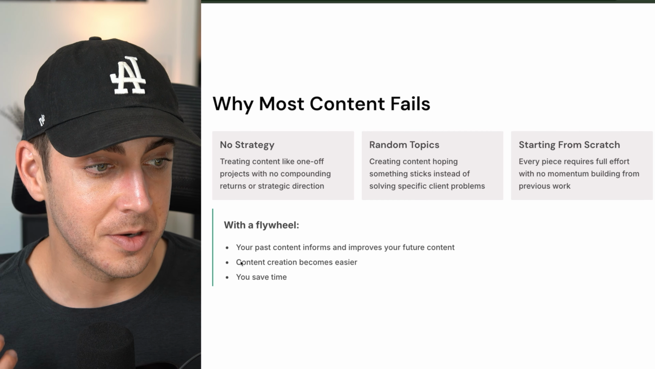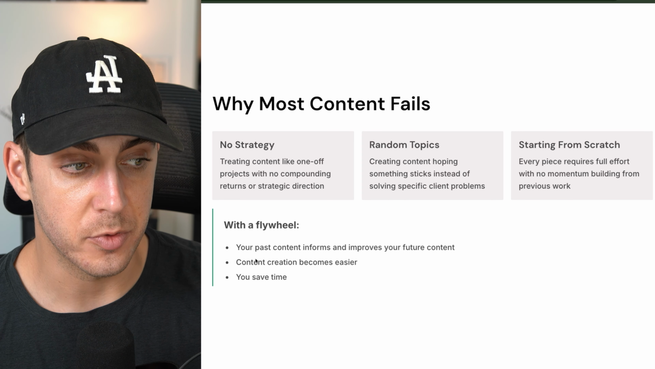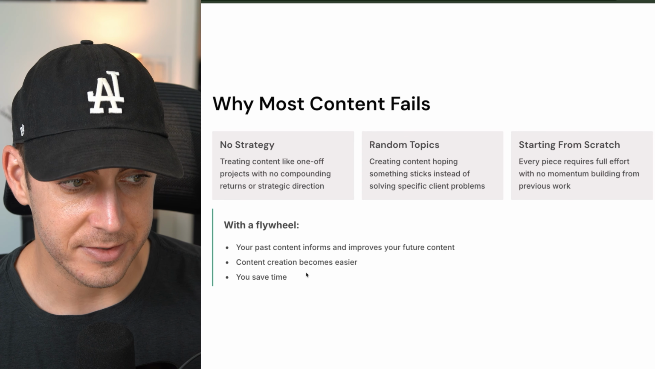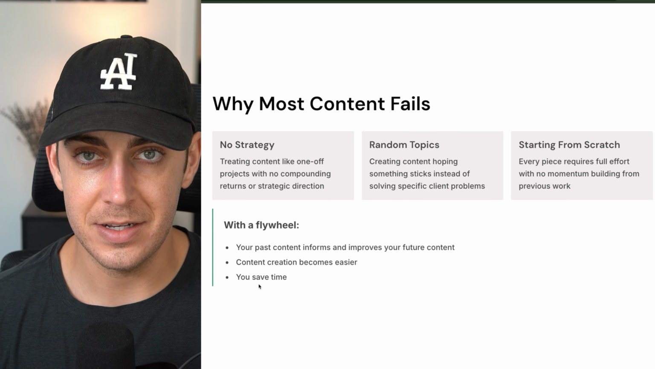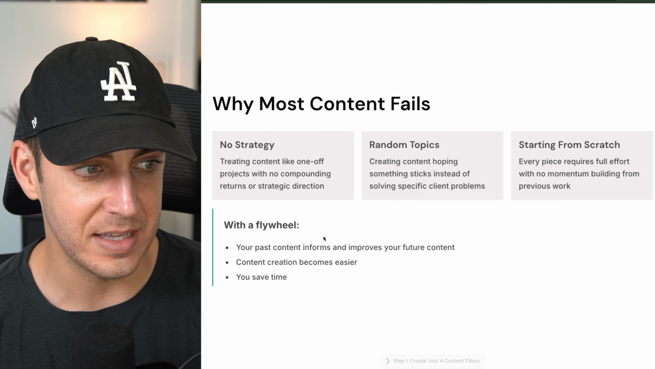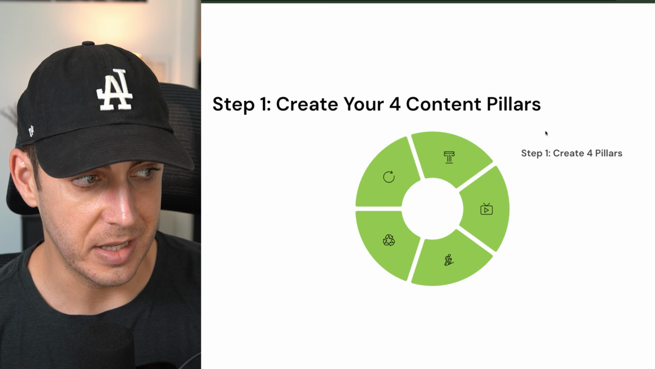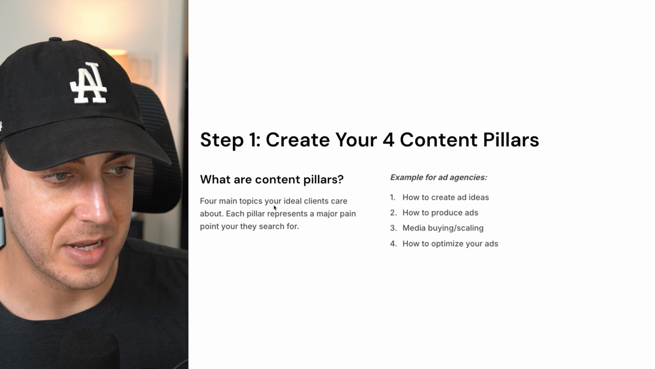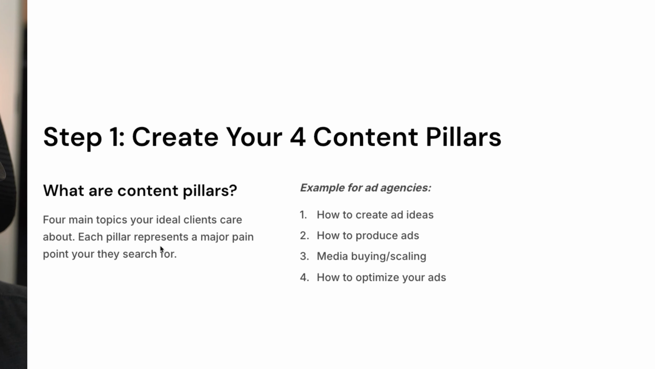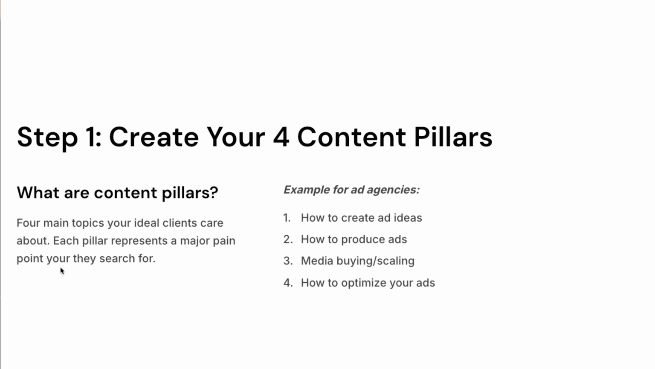But with a flywheel, your past content informs and improves your future content. Content creation becomes easier, and you save a ton of time in the process. So let's get into step one, which is creating your 4 content pillars. These are 4 main topics your ideal clients care about. So each pillar represents a major pain point that they search for.